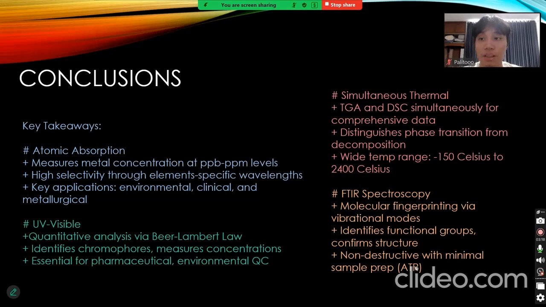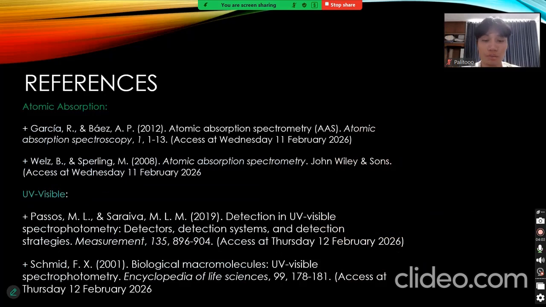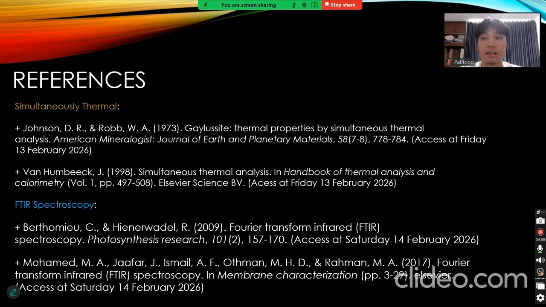Okay, so this is the conclusion of my presentation, the key takeaways. Atomic absorption measures metal concentrations at the ppm and ppb levels. UV-visible provides quantitative analysis via the Beer-Lambert law and is essential for pharmaceuticals. Simultaneous thermal analysis combines TG and DSC and has a wide temperature range, from minus 150 Celsius to 2400 Celsius. FTIR spectroscopy identifies molecular functional groups and confirms structure. It is also non-destructive, with minimal sample prep using ATR. So this is my reference for atomic absorption, UV-visible, simultaneous thermal analysis, and FTIR spectroscopy.